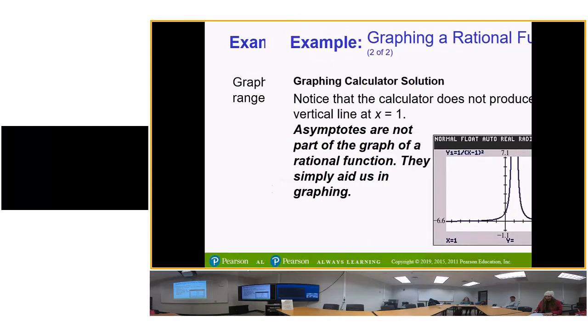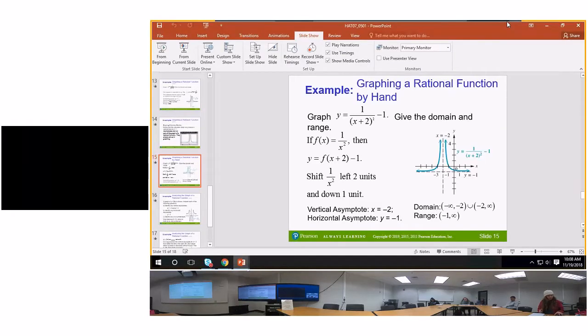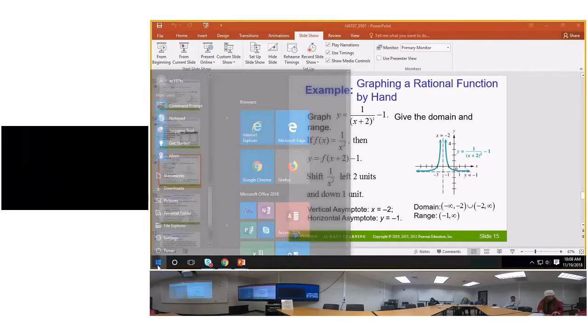Yep. All right, here. You can actually do this without even graphing it. What's your horizontal shift? -2. Good job. What's your vertical shift? -1. So you know, you could actually graph this one without even using a calculator.